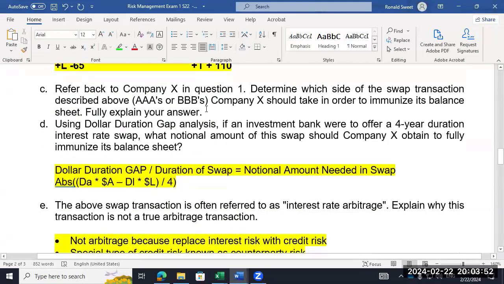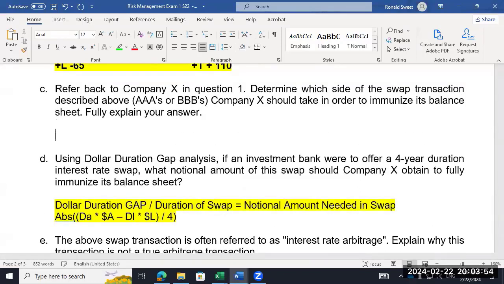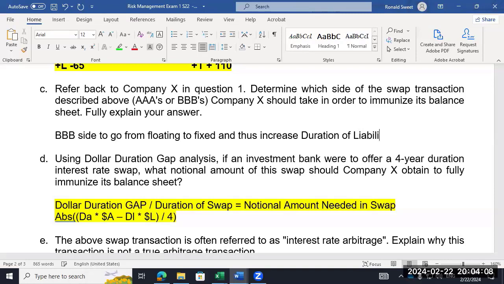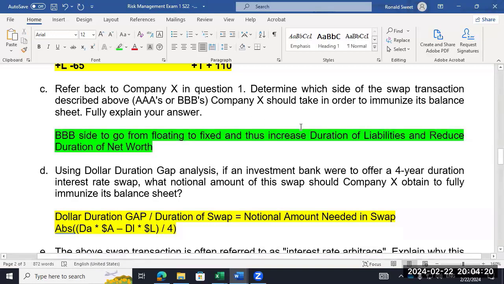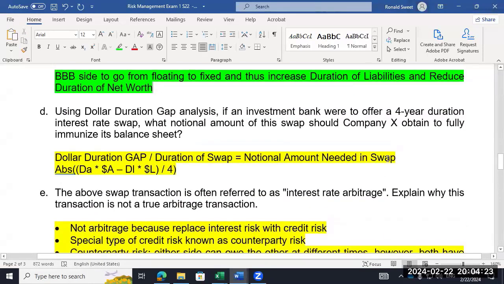We already did that one. So which side? We've already answered that one. They want to be the triple B side. You go from floating to fixed and thus increase duration of liabilities, and reduce, don't say reduce net worth. Net worth. Y'all see why I'm so picky now? Y'all thought I was just a mean person, which I probably am, but still, it's good to be precise.